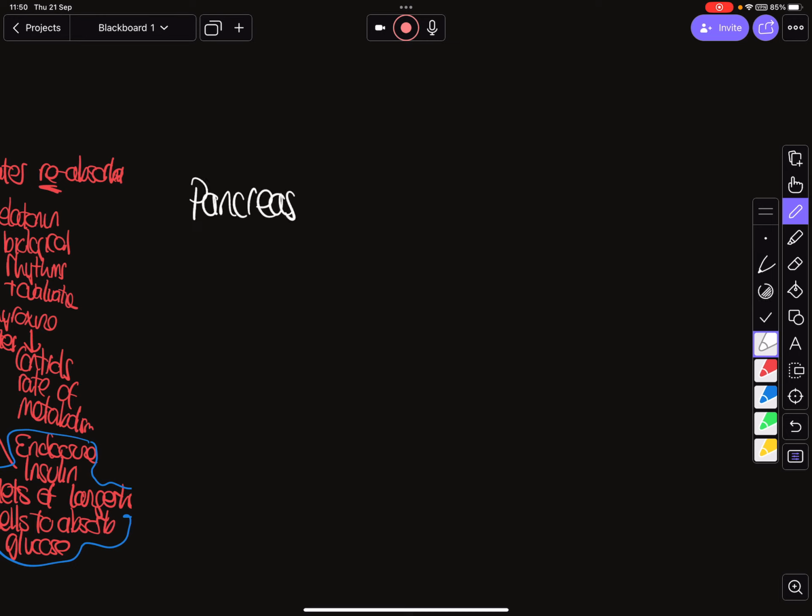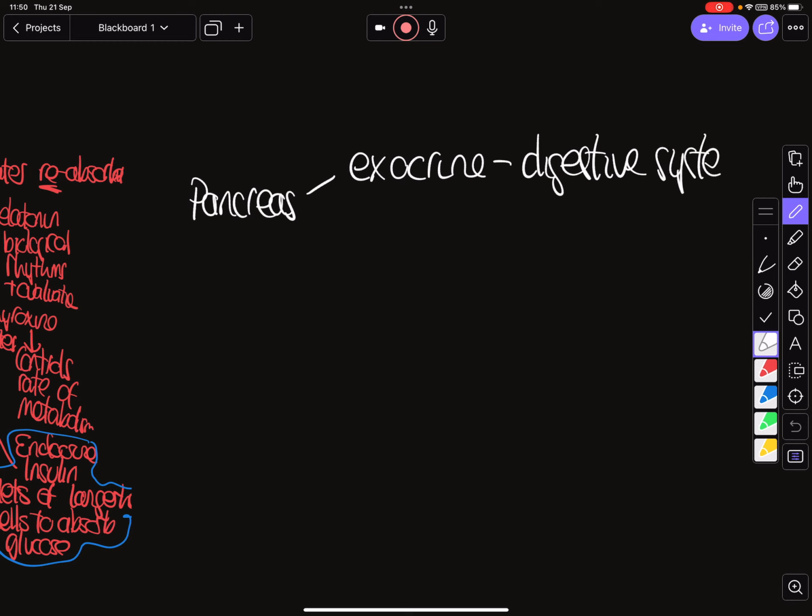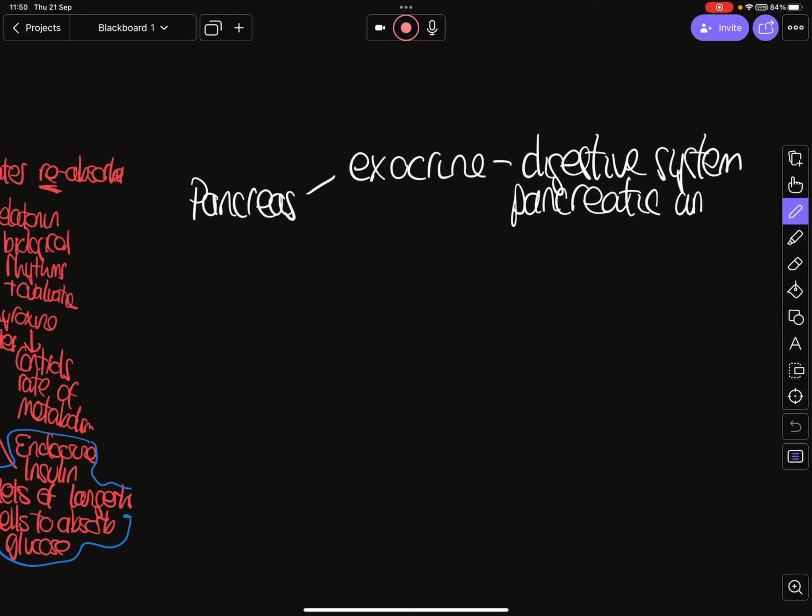Pancreas is a dual hormone. It has an exocrine function, which is in the digestive system. Okay, it is going to make pancreatic amylase and lipase. And you should be in your head now saying amylase breaks down what? So amylase is going to work on starch, and it's going to convert it to maltose for us.